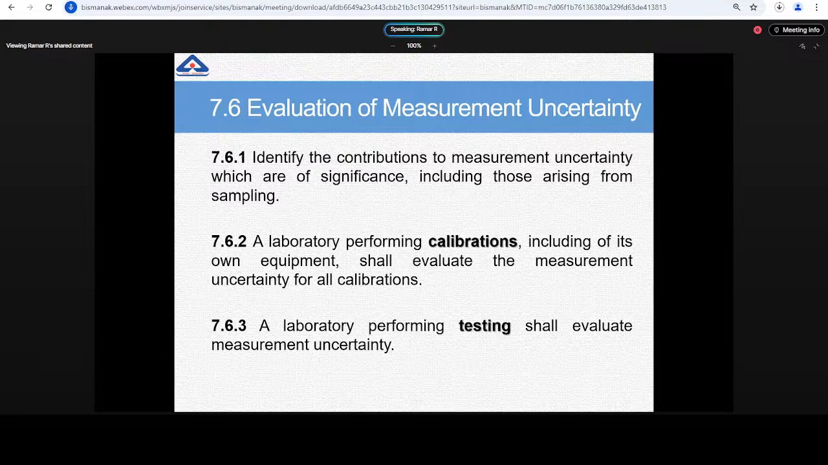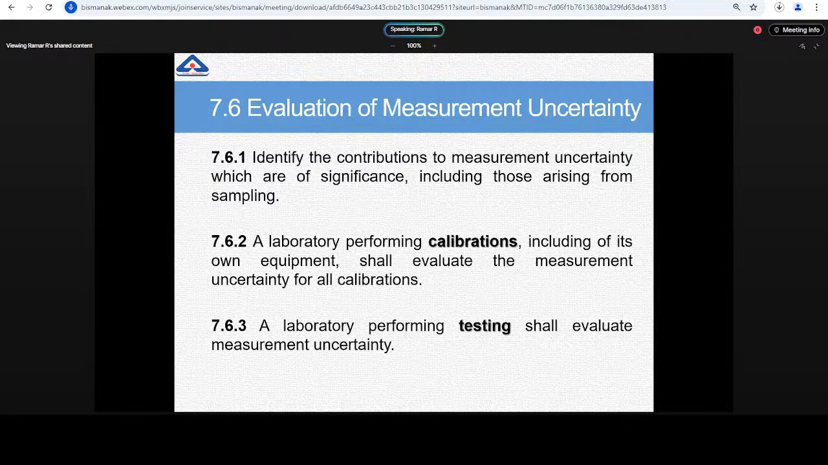Then you have to report it. Normally we are not reporting the combined uncertainty. We are reporting only the expanded uncertainty, mostly by multiplying the combined uncertainty by the K factor 2 at 95% confidence level. So this way we have to perform the measurement uncertainty calculation. It depends on the different test methods. The methodology may be different.